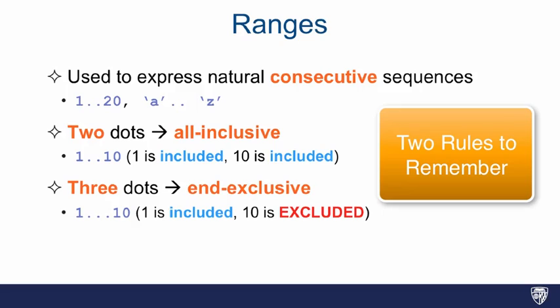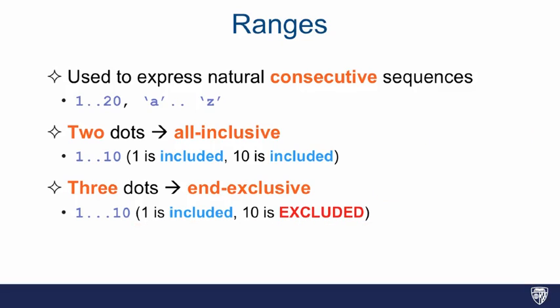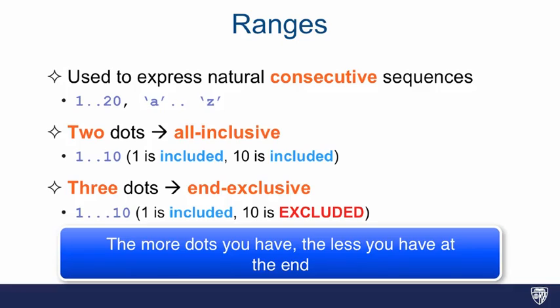If there are three dots, it means end exclusive. So 1 through 9 are included, but 10 is not included. In my mind, I always confuse them, so the way I remember them is that the more dots you have, the less you have at the end, which is kind of counterintuitive, but that's just how I remember them. So 2 dots is all inclusive, and 3 dots is last one not included.